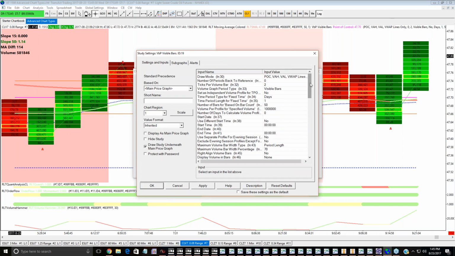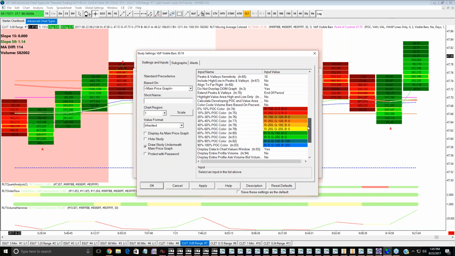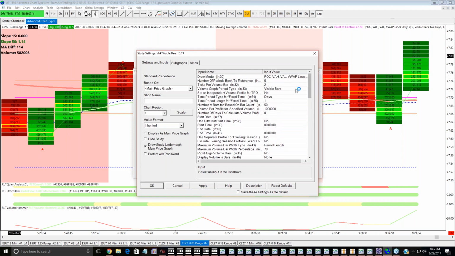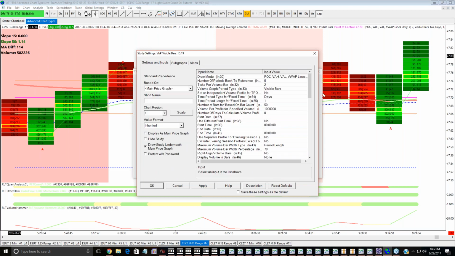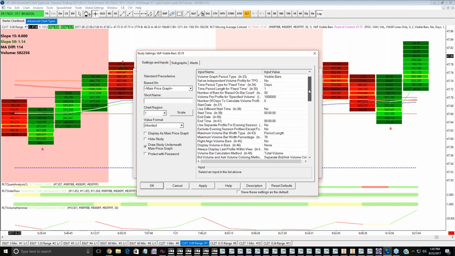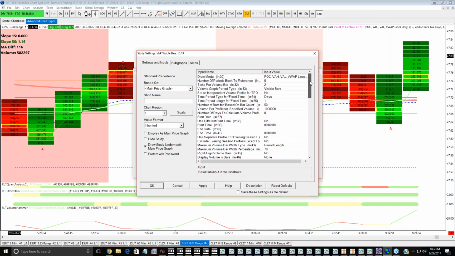Now, this is our volume profile, our market profile. And you can do a lot of different things with this. Now, these are subgraphs and these are alerts. And you can set a condition for the alert. The only alert condition that I like is the one that I talked to you about. So, visible bars.